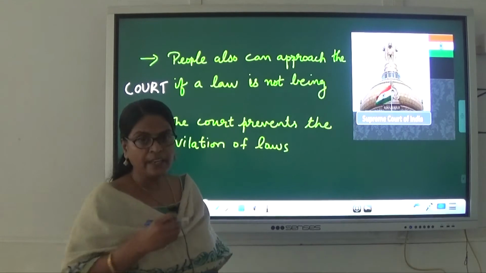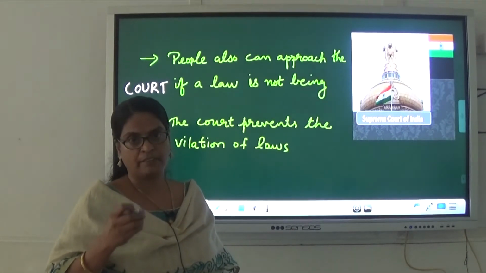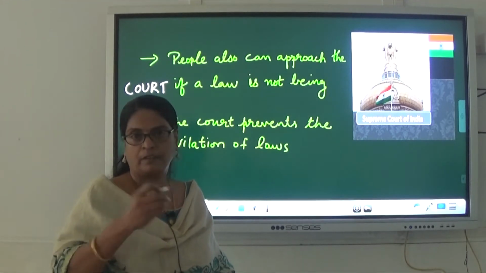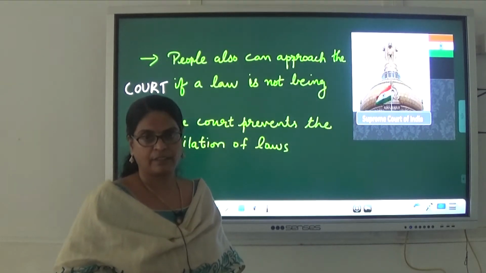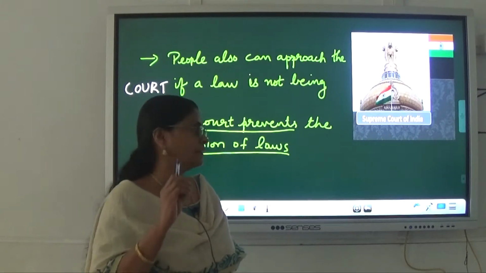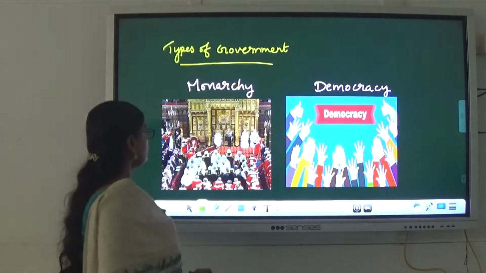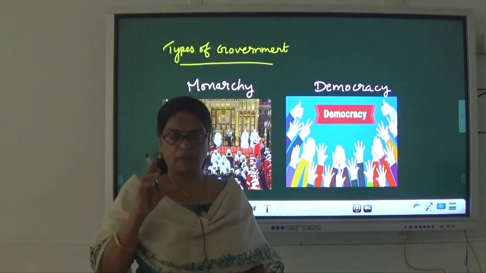So if anyone feels that he is not being given a job only because of his religion, he can approach the court, and the court prevents the violation of laws and can punish the lawbreakers. The court prevents the violation of laws. So the court safeguards the laws. All of you understood? Yes. So that is how the government functions.